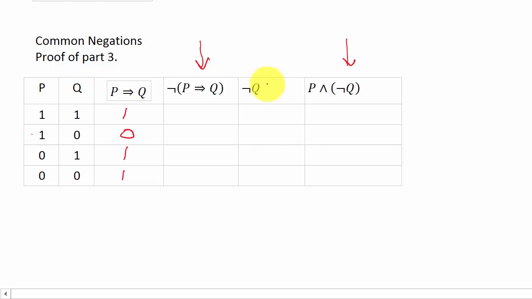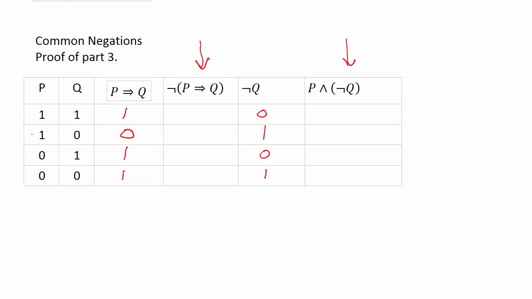Let's go ahead and fill this column out. So not Q, the negation. Here if Q is true, then not Q would be false. Here Q is false, so not Q would be true. Here Q is true, so not Q would be false. And here Q is false, so not Q would be true. The not Q, or not P or not R, whatever letter it is, in this case not Q, is just the opposite truth value of what that letter is.